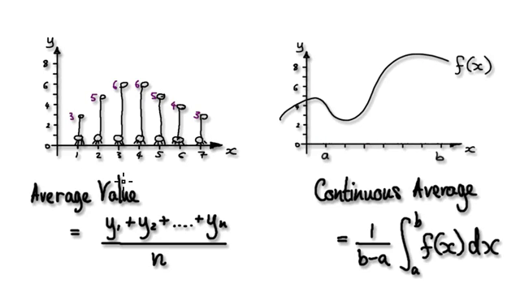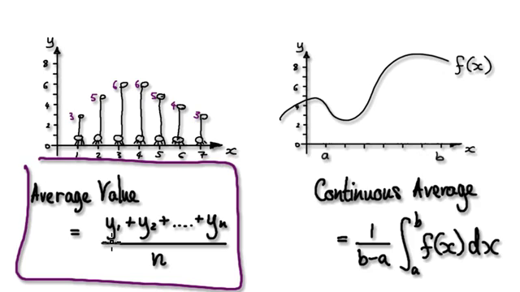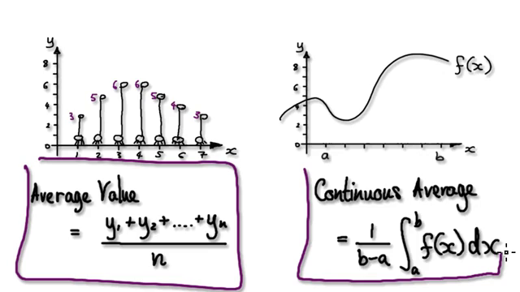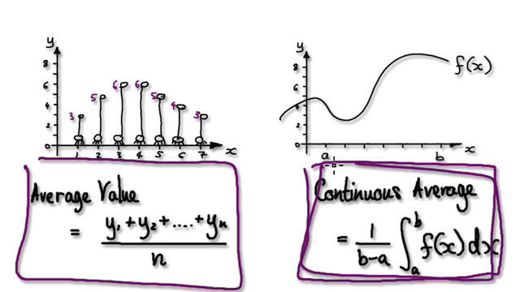The whole point of this video is that in the discrete setting, the average value is given by this. In the continuous setting, the average value would be given by this.